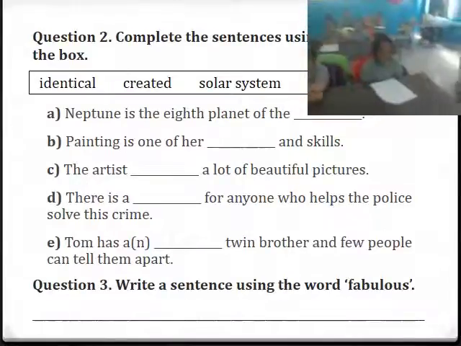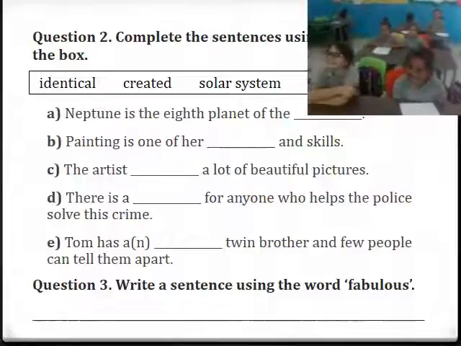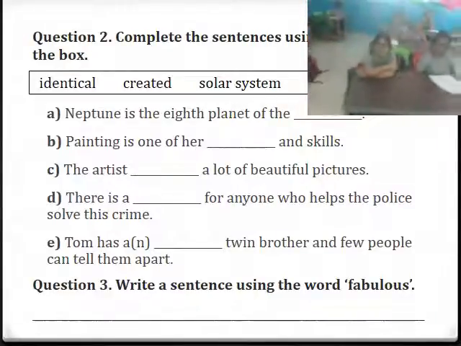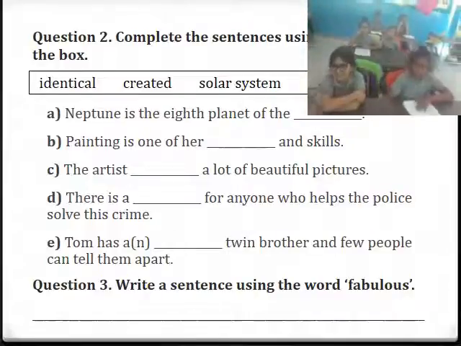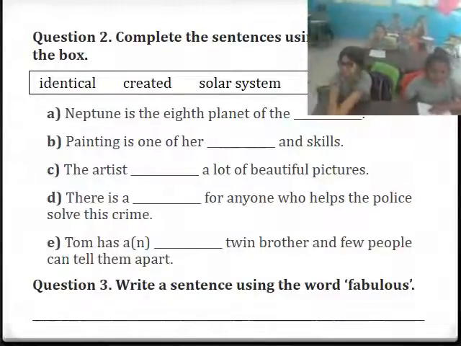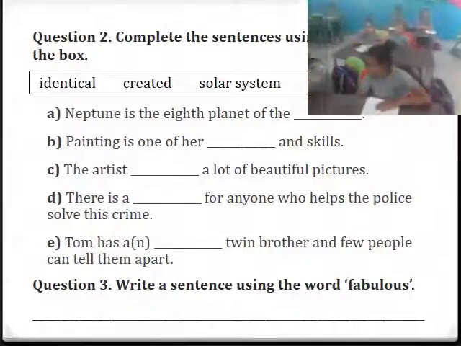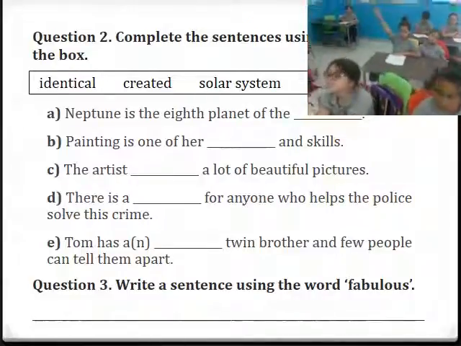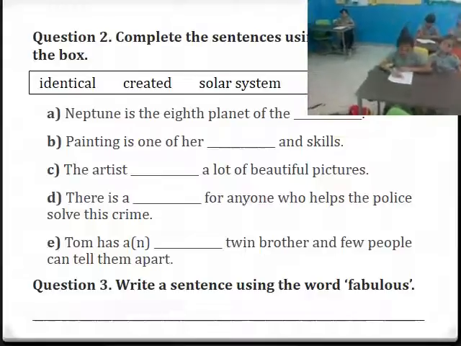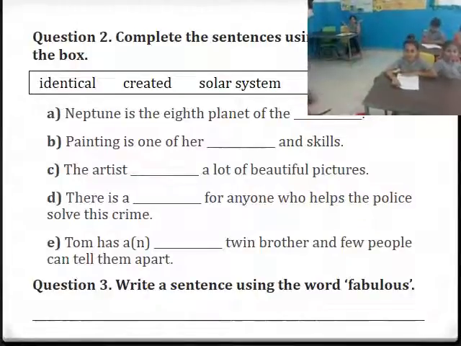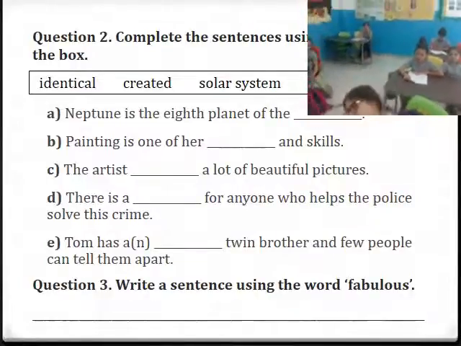Question 2. Complete the sentences using the words in the box. Now we have the words identical, created, solar system, reward, and talents. Okay. Read the first one, Sabine. Neptune is the eighth planet of the solar system.